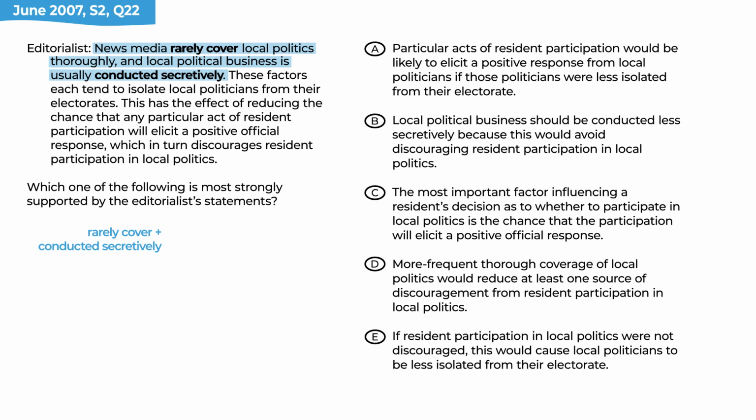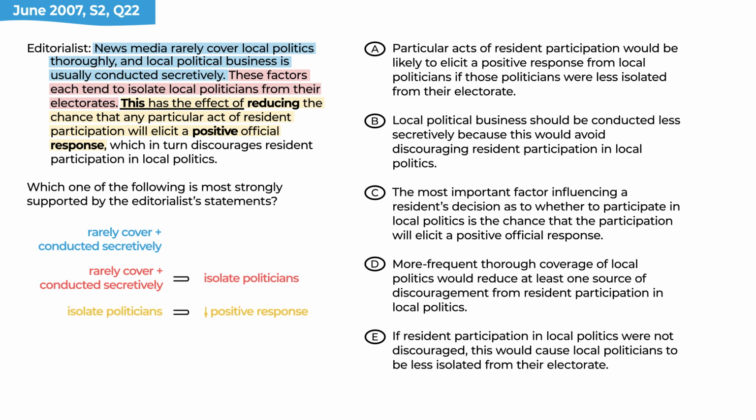Then it goes on to tell us that these factors each tend to isolate local politicians from their electorates. This is a separate statement. It's saying that those things cause politicians to be isolated. So we know those things are happening based off the first sentence, and we know that those things cause politicians to become isolated in the second sentence. And we're told that this has the effect of reducing the chance that any particular act of resident participation will elicit a positive official response. So when we isolate politicians, that causes a lower chance of a positive official response. And then finally, which in turn discourages resident participation in local politics.